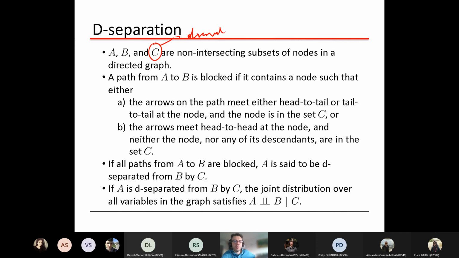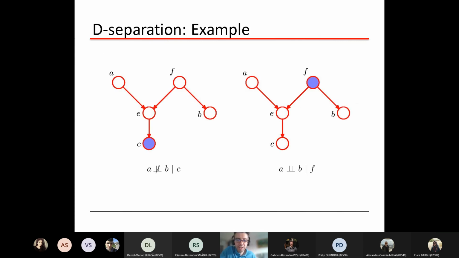And now, if all the paths from any node in A to any node in B are blocked, we say that set A is d-separated from set B by set C. And you see, we write it like this: A is independent of B given C, where these are sets of nodes.